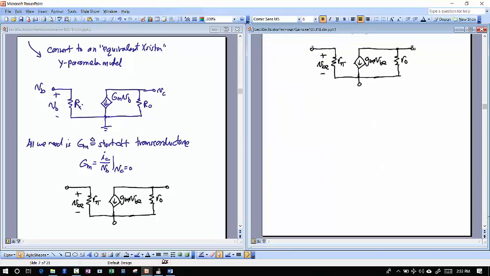So in order to get that, I need to do an analysis now. I want to get this capital GM is equal to IC over VB with VC equal to 0. And so VC equal to 0, to me means I'm going to short my output. Right? That sets VC equal to 0. And thus my short circuit transconductance I'm getting, where transconductance is equal to a current divided by a voltage, right? Just like a conductance is.